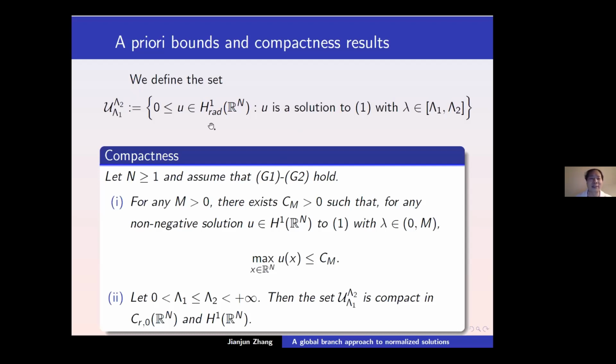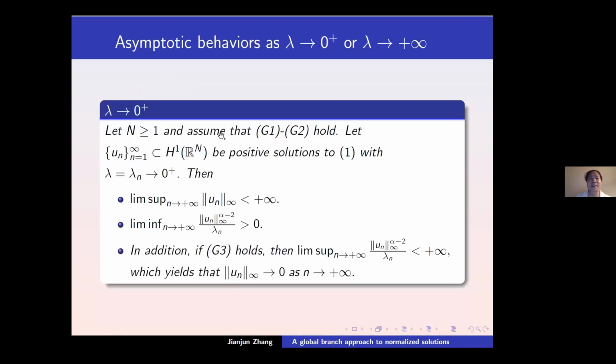So actually, we can show that this set is compact in the spaces C^0 and H^1. Also, we can show that this set is uniformly bounded from above. Okay. So using this a priori estimate, we can use the topological argument to show that there's an unbounded continuum in the solution set S.